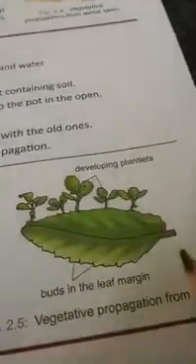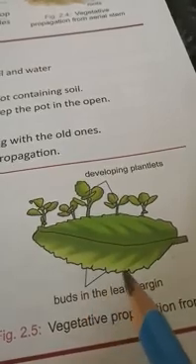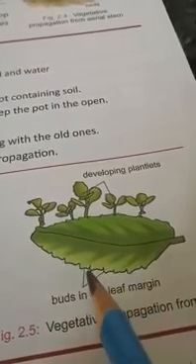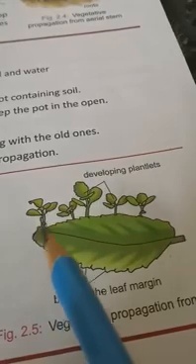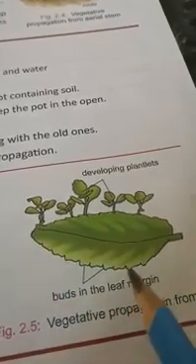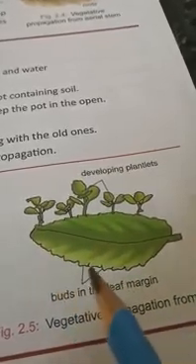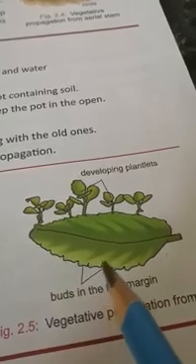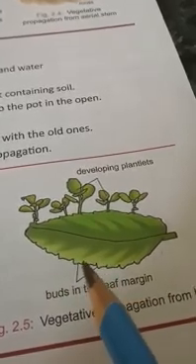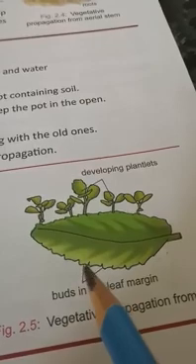Now this is the leaf of a Bryophyllum. Now you can see these are the notches. This part is called as margin. The end part is called as margin, and here you can see it is not smooth. So in between there are notches. In these notches there are small buds.